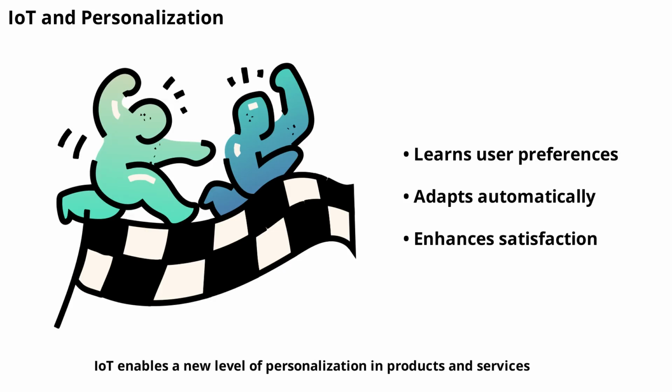IoT enables a new level of personalization in products and services. Devices can learn your preferences and adapt automatically, whether it's adjusting the lighting in your home or recommending products online. This personalization enhances user satisfaction and creates more meaningful experiences.